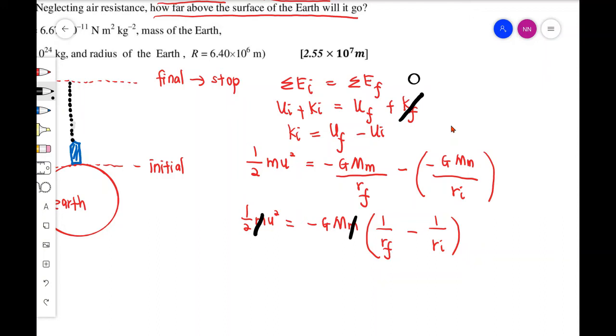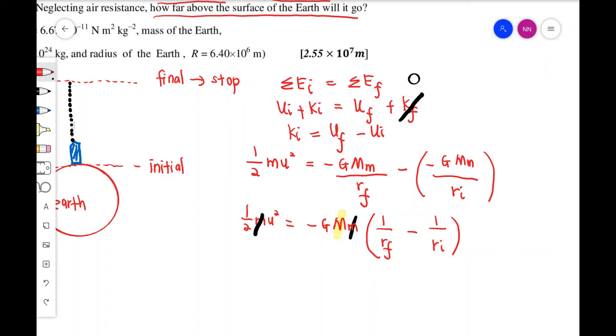Mass of the projectile. Okay, capital letter M ni, yang saya highlight ni, adalah mass of point mass. So point mass dalam soalan ni adalah Earth lah. Okay, yang tu diberi.